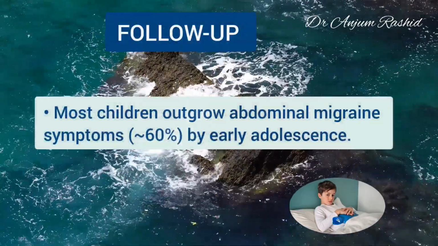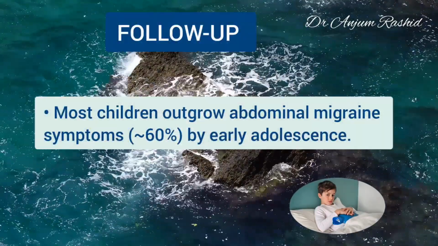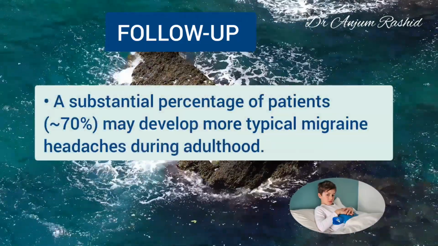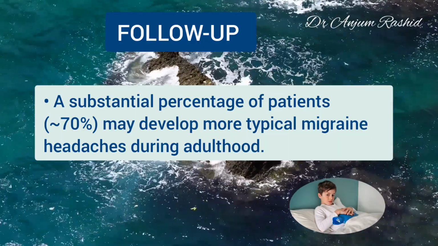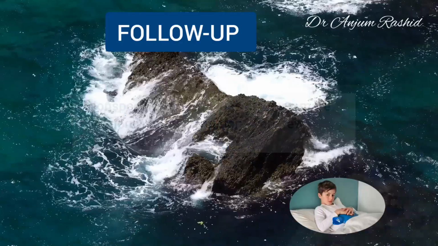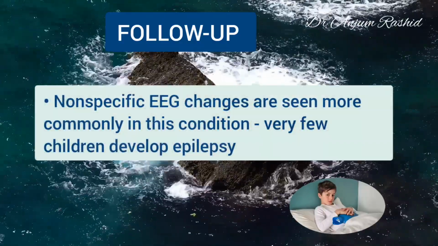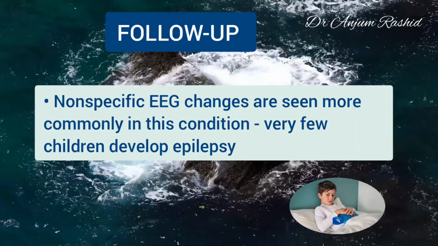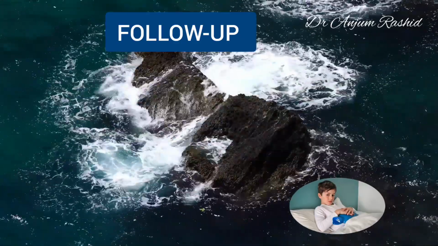Now, most children outgrow abdominal migraine symptoms by early adolescence. A substantial percentage of patients, about 70%, may develop more typical migraine headache during adulthood. Although non-specific EEG changes are seen more commonly in this condition, very few children go on to develop epilepsy.